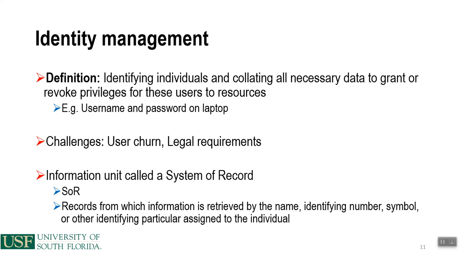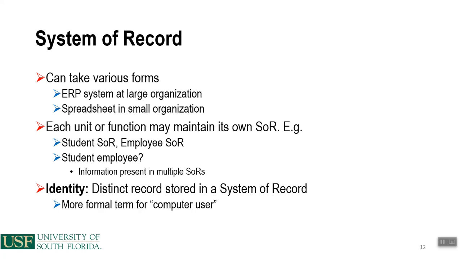And there's something called an information unit called the system of record, an SOR. These are records from which information is retrieved by the name, identifying number, symbol, or other identifying particular to the individual. So what you can think about is that this is, say, your username. If you have your username, it has a lot of other information associated with it. And that other information can be retrieved based off of your username.